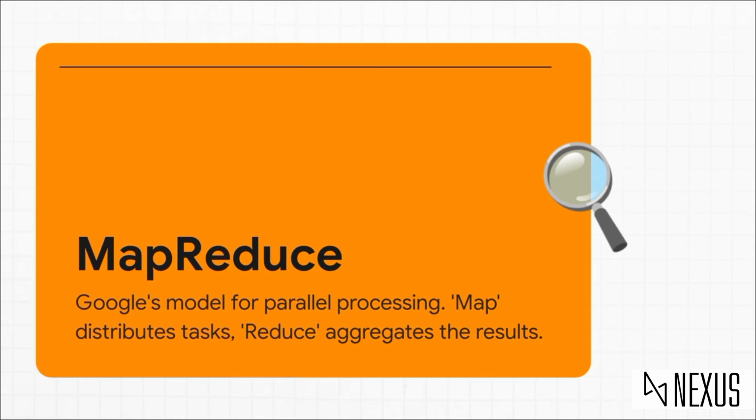Google came up with it, and it's basically the divide and conquer strategy for data. The map step takes a huge, impossible problem, breaks it down into thousands of little pieces, and hands those pieces out to all the computers in the cluster. Then, the reduce step gathers all the little answers back and combines them into one final result. It's how you can process petabytes of data without waiting for years.